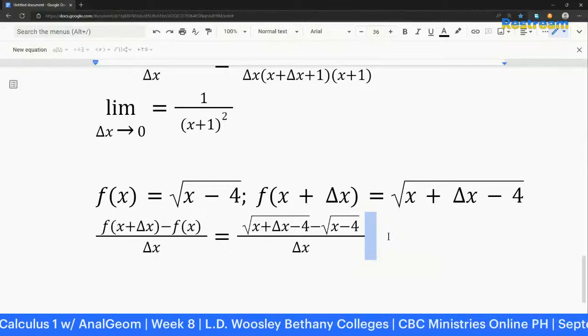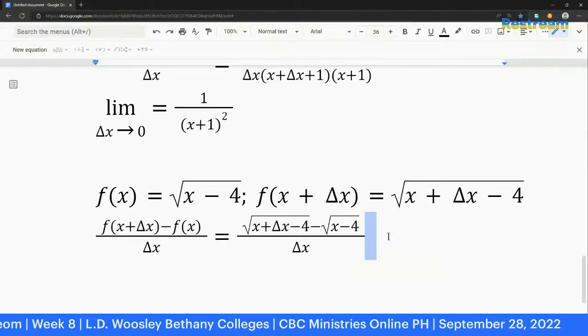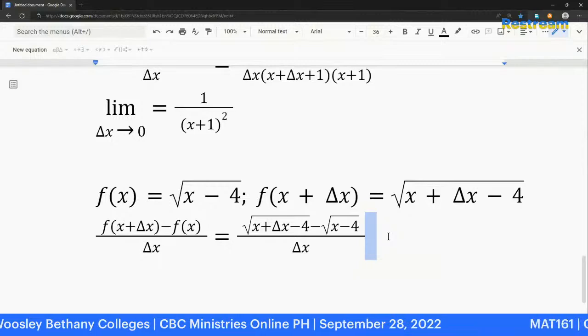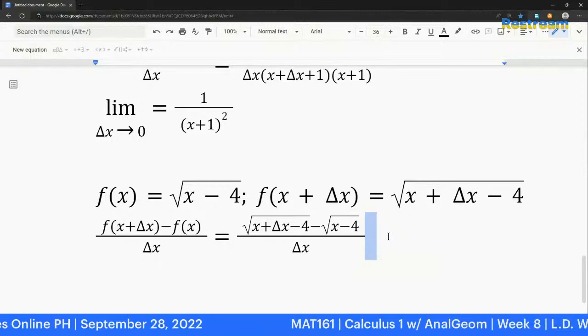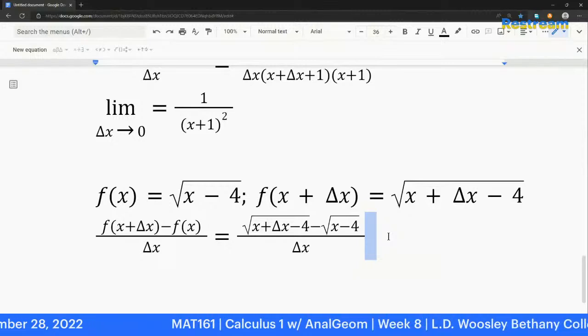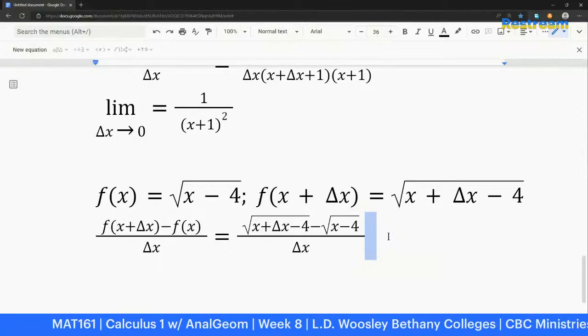Okay, so yan. Sige, hanggang bibigyan ko kayo hanggang 305 no, to solve that. Then I will move on after 305. Okay?